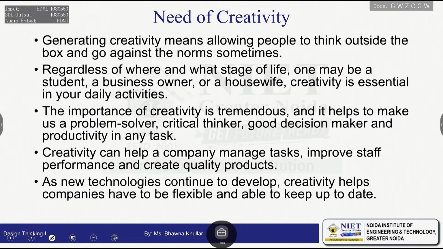As new technologies continue to develop, creativity helps companies be flexible and able to keep up to date. By the new technologies and creative thinking, there are many changes, and companies will also be flexible and able to keep up to date. Yes, their sales and production will also compete with other companies. If we stay on the old version, then there will be no competition.